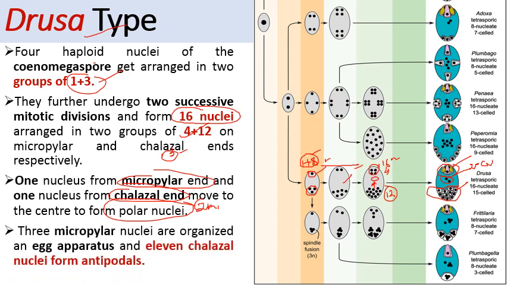So 3 micropylar nuclei are organized to form an egg apparatus. The micropylar group of 3 cells will form the egg apparatus, in which 2 will be synergids and 1 will be the egg, and the 11 chalazal nuclei form the antipodals. So this embryo sac consists of 16 nucleated, 15 celled structure. This type of embryo sac is found in Drusa type.